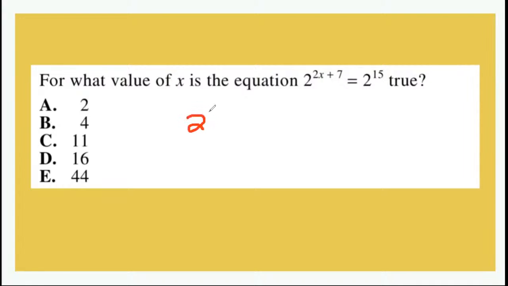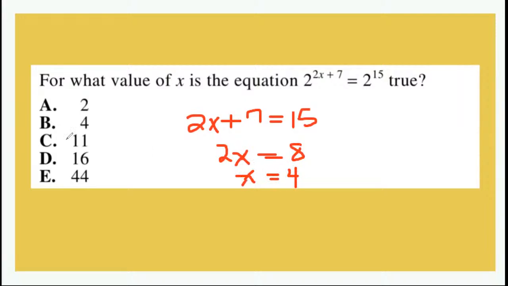So we can say 2x plus 7 equals 15. And now you have a basic 2-step equation to solve. This is how I would solve it if I didn't have any answer choices, and I knew exactly what I was doing algebraically. Just solve this for x, subtracting 7, 2x equals 8, and then divide by 2, and x is 4.